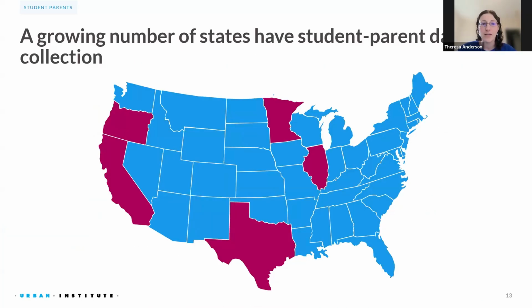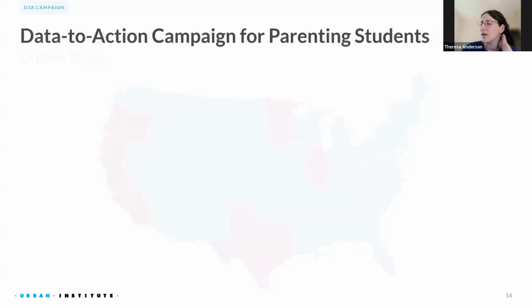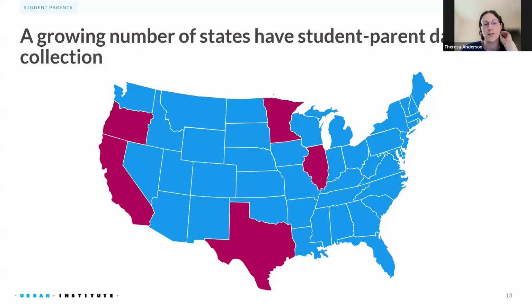So more states have recognized this. A growing number of states have implemented student parent data collection. In case your geography is rusty, it started in Oregon. Oregon was the first state to pass a mandate to collect student parent data at the student record level, championed by Michaela Martin, who started this when she was a community college student who went to the child care center at her college with her son and said, I need childcare.